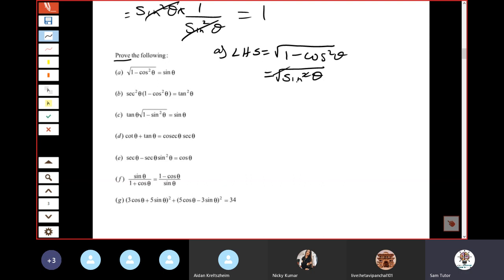So cancel the square and square root, and that becomes? Sine squared. Nope. Sine theta. Just sine theta. That's exactly what you needed. Just sine theta, which equals the right-hand side. Anybody have any questions with that one?